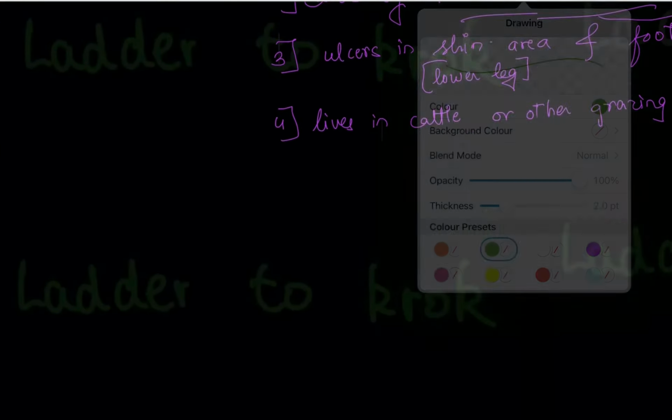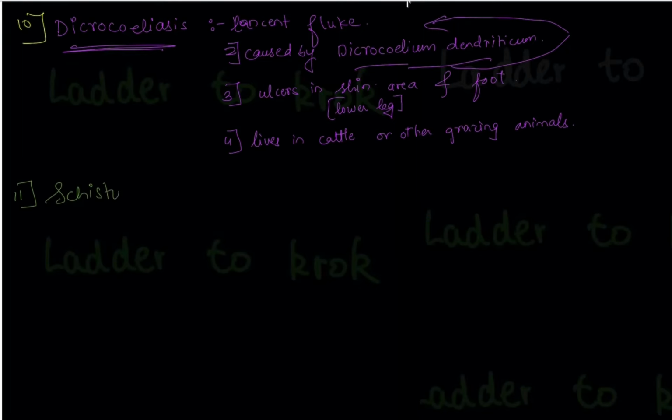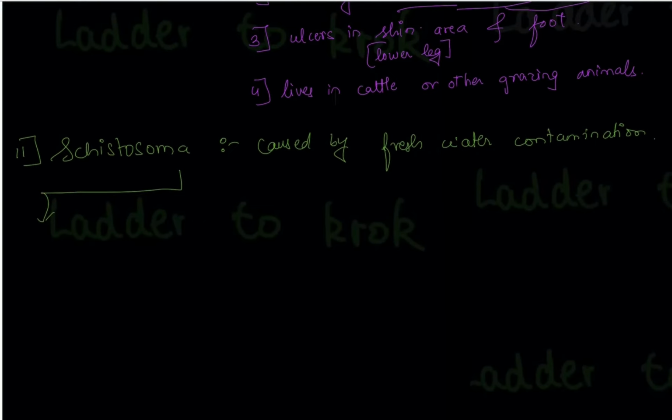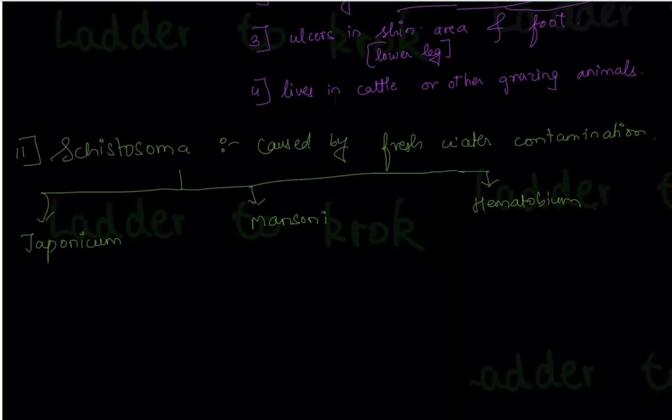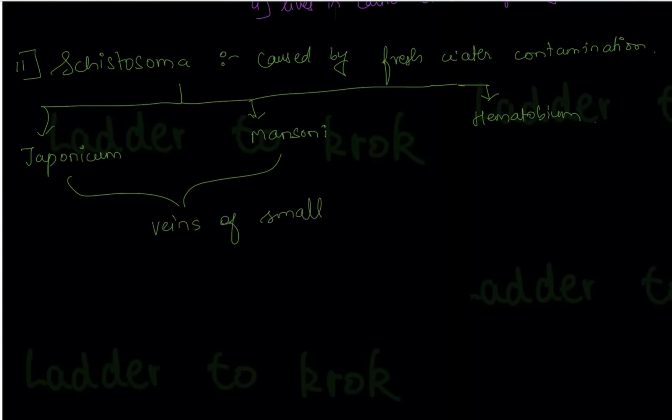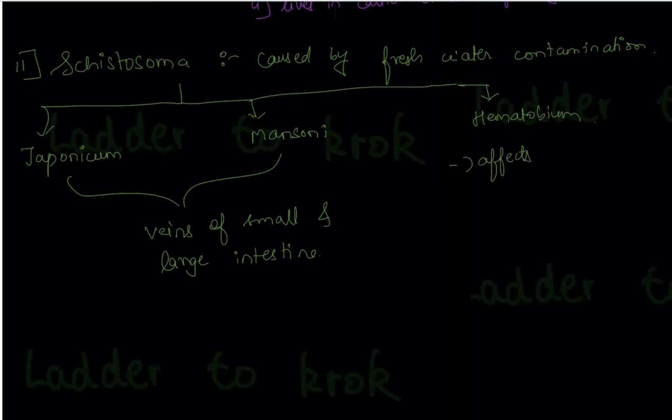The next helminth that you should know is Schistosoma. First, let's know its cause. It is caused by fresh water contamination. In the question, they'll give you fresh water contamination, so do keep this in mind. Now, Schistosoma could be of three types: Schistosoma japonicum, Schistosoma mansoni, and Schistosoma haematobium. Schistosoma japonicum and Schistosoma mansoni damage the veins of the small and large intestine, whereas haematobium affects the veins of the urinary bladder.